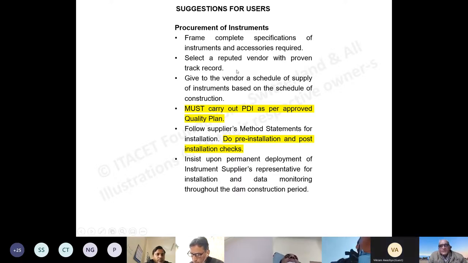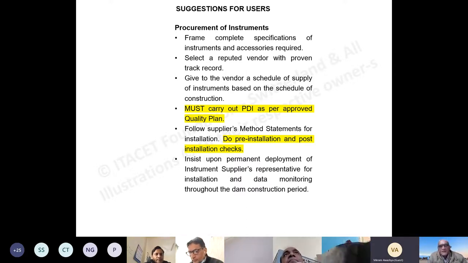Frame complete specifications, select a reputed vendor with a proven record, and because the dam construction will take maybe 3 to 4 years, you have to give the vendor a schedule of supply of instruments based on the schedule of construction. And my suggestion is that you must carry out a PDI, what we call a pre-dispatch inspection, at the instrument vendor's premises before the instruments are dispatched.